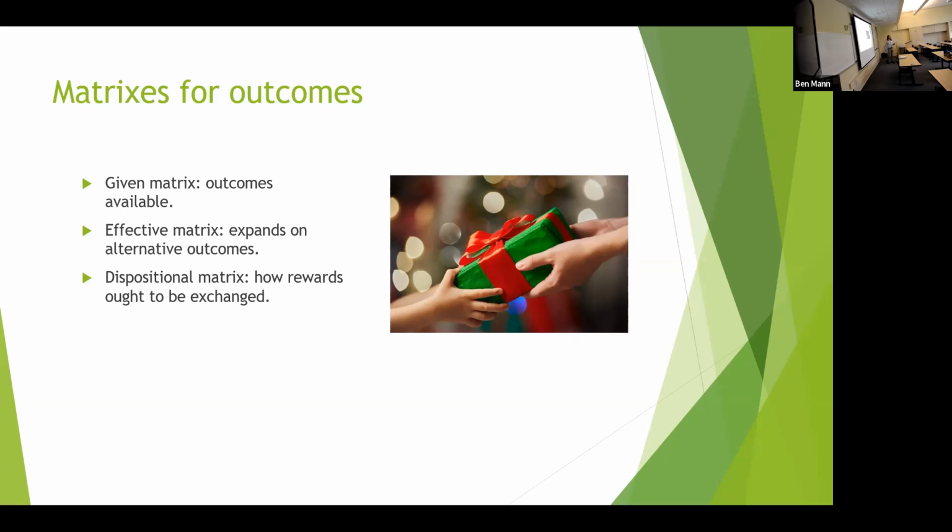And a dispositional matrix deals with the idea of how rewards ought to be exchanged. So for instance, maybe you and a friend are having a little bit of a complicated relationship and you say, hey, I really want to help you out. I know you're going through a difficult time. Would you be willing to pay some of the rent that you've missed by this date? So we're making these kind of evaluations over the course of our relationships too.